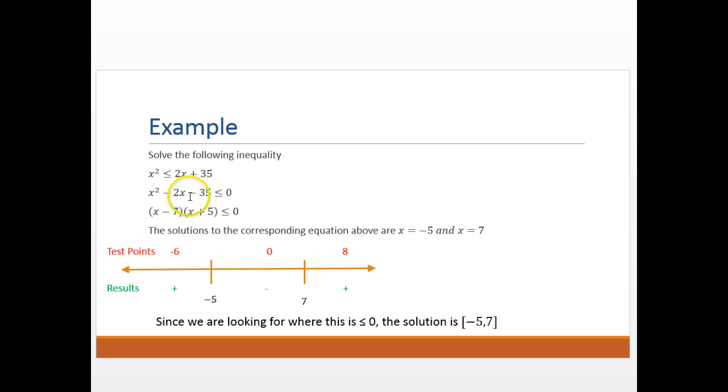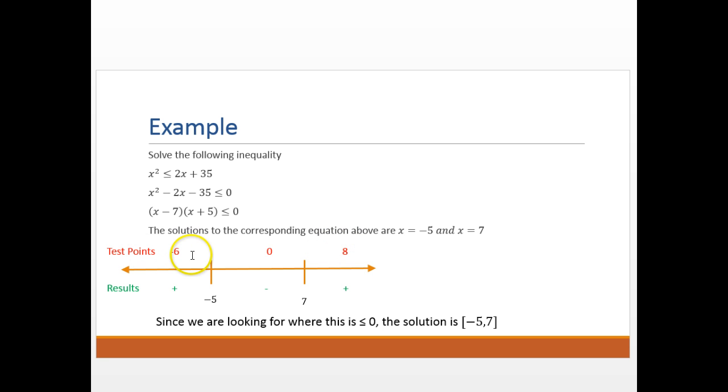Another example, we have x squared is less than or equal to 2x plus 35. Again, our first step is get everything to one side, so x squared minus 2x minus 35 is less than or equal to 0. This factors to x minus 7 times x plus 5. So I would actually solve this. The two solutions will be x is negative 5 and x is 7. So here's my number line, negative 5 and 7. I've got to pick test points. Easiest test points are negative 6, 0, and 8. 0 is always your easiest, and then when I get to the right of one number and to the left of the other, I try to pick one that's really close, so I'm not going way far out.